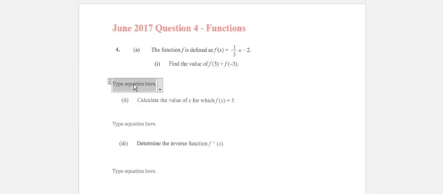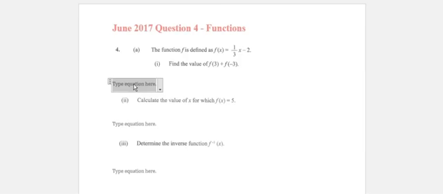It says the function f is defined as f of x is equal to 1/3 x minus 2. And part 1 wants us to find the value of f of 3 plus f of negative 3. So what we're going to do is work f of 3 separately, then f of negative 3, and we're going to add the answers from both, which will eventually give us our full mark for this question.